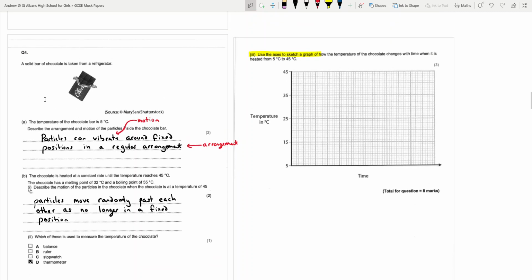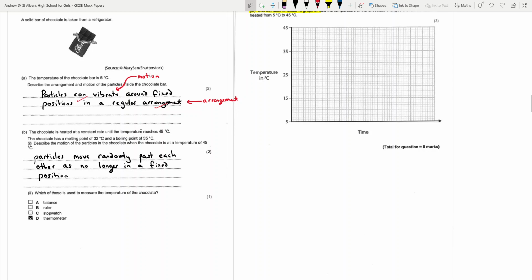So, a solid bar of chocolate taken from the refrigerator. We've got the temperature. Describe the arrangement and the motion of the particles. So for motion, say the particles can vibrate around fixed positions. That's our description of the motion for 1 mark. In a regular arrangement, that's our 2nd mark. So vibrating around fixed positions gets you the 1st mark, and a regular arrangement gets you the 2nd.